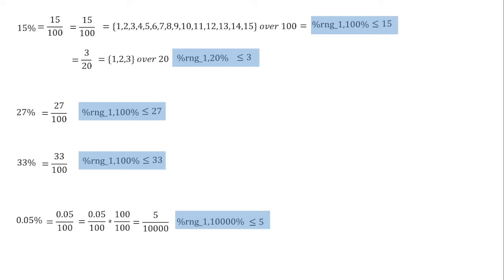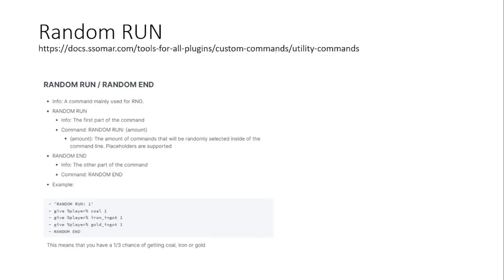Let's move on to random run. Random run command. You can take a look at it in the wiki that I will leave in the description below, but let's take a general look. It is commonly used for RNG: random run, amount, and that amount is the amount of commands that will be randomly selected inside of the command line. Placeholders are supported, okay? And random end.